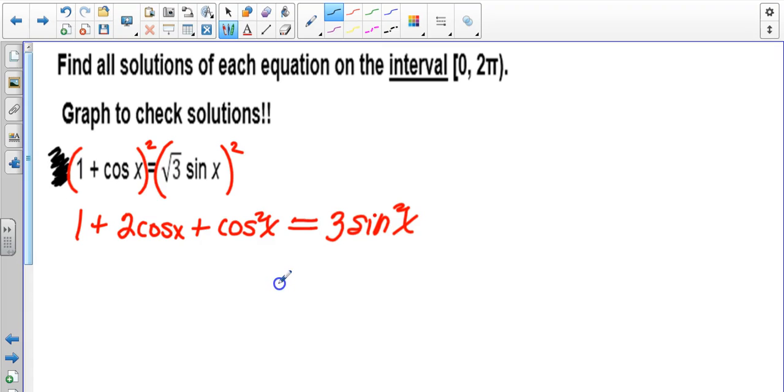But we do need to get everything in terms of the same function. No ideas? Ben, you got us this far. Okay, but a 3 sine squared minus 1 isn't going to get us a trade. A sine squared minus 1 would get us a trade. But we got that 3 there. We need to replace this with what?